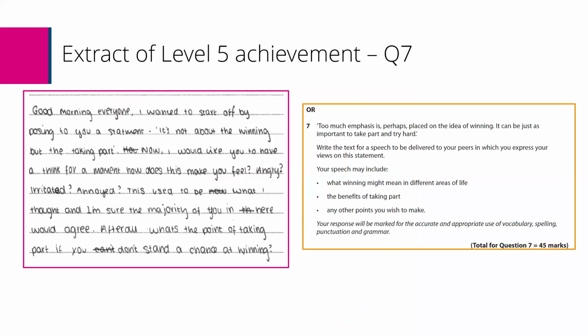So here we have the question 7, which we looked at earlier. And there's a little extract there, which I'll give you a moment to read. So this is a level 5 response. It's on pages 79 to 82 of the examiner report if you're looking at that as well. That's available for you to download online.